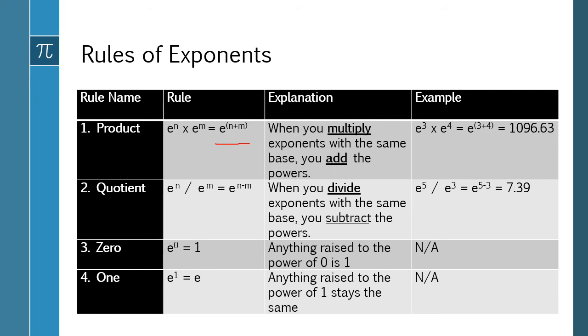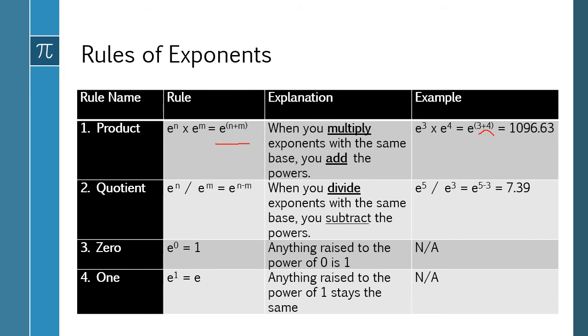Okay, so here's an example. If you have e raised to the power of 3 multiplied by e raised to the power of 4, then that's the same as e raised to the power of 3 plus 4, or e raised to the power of 7, which is 1096.63. Okay?